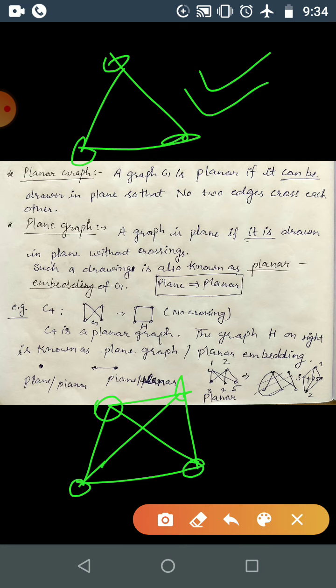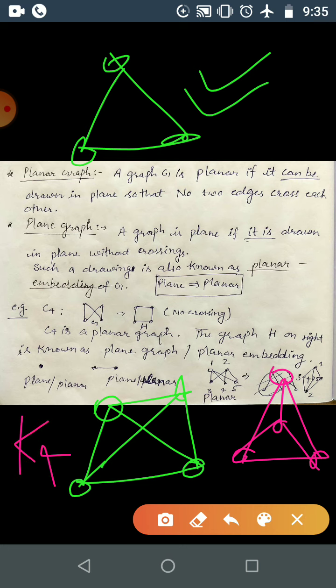Answer is yes. How? You can just take 3 vertices out there, and we know this drawing of K4. Correct? So this was K4 and this is also K4. This is the plane part of this planar graph. So this left hand side K4 is planar but not plane. So this is planar as well as plane graph.